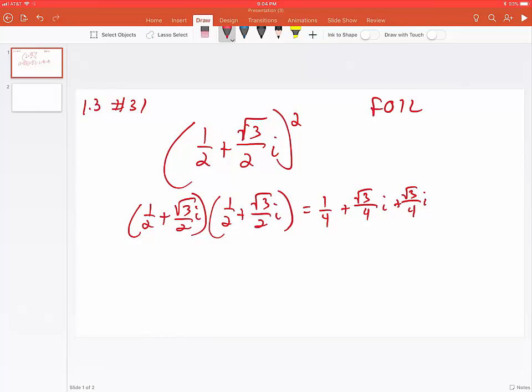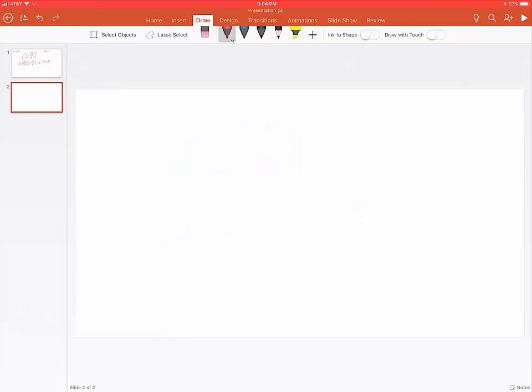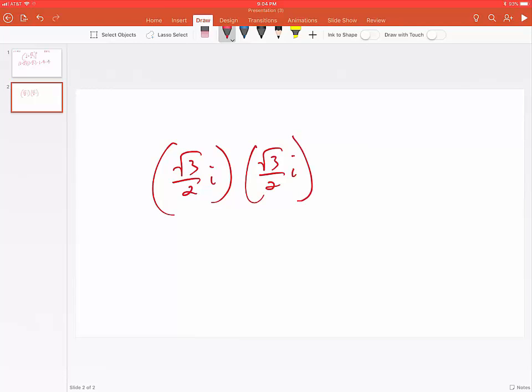And then the last one is going to be the square root of 3 over 2i times the square root of 3 over 2i. And so we know that we're going to have i squared, because i times i is i squared. So 2 times 2 is going to be 4. And then the square root of 3 times the square root of 3 is simply going to be 3. And so i squared is -1, so then this is going to be equal to -3/4.